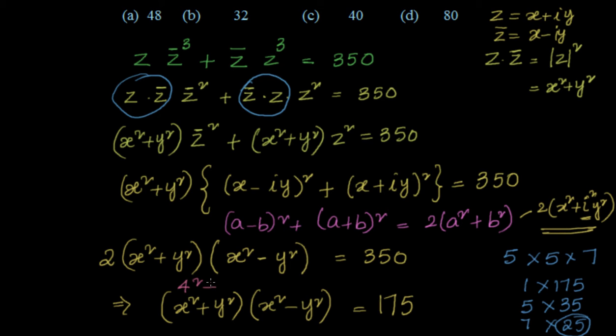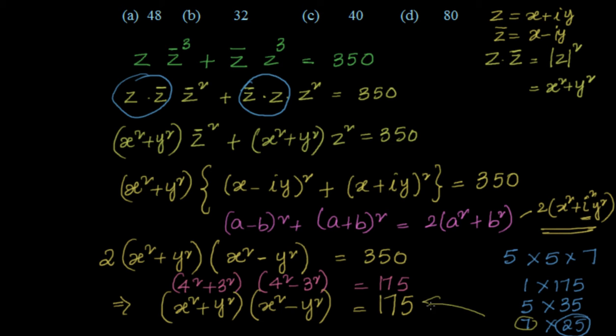4 square plus 3 square multiplied with 4 square minus 3 square is equal to 175. Does this work out? Fine. 4 square plus 3 square is 25. 4 square minus 3 square is 7. 25 into 7 is 175.